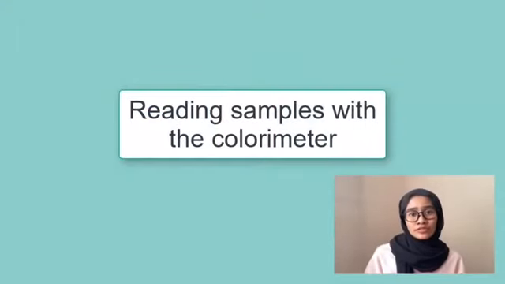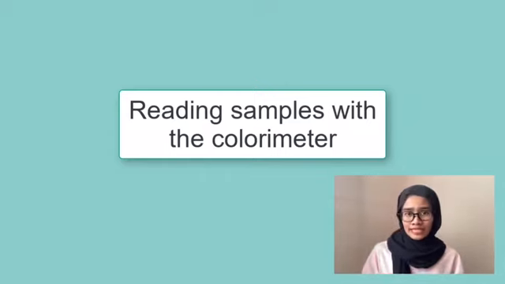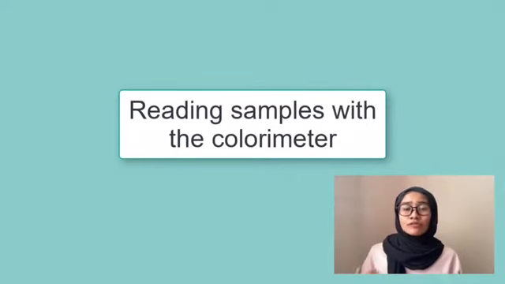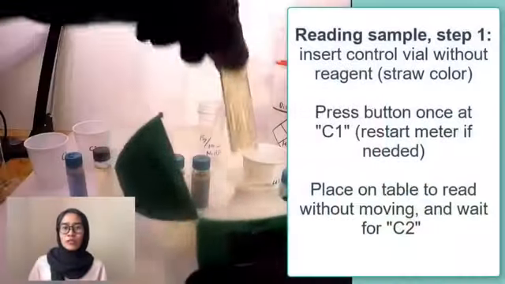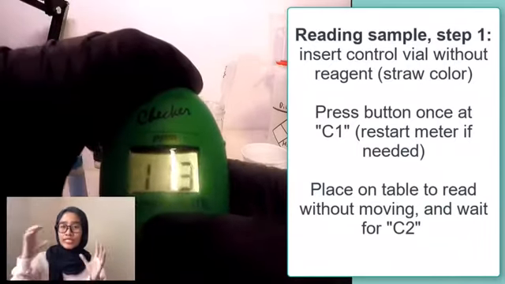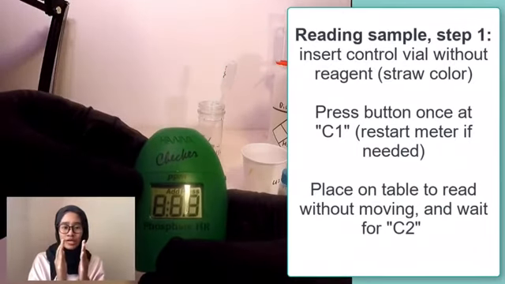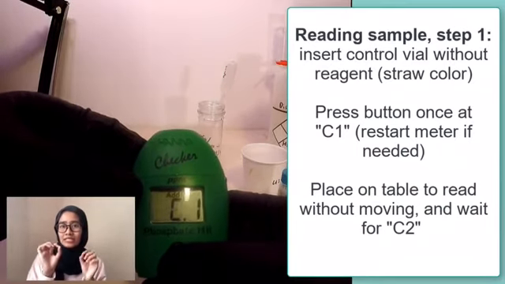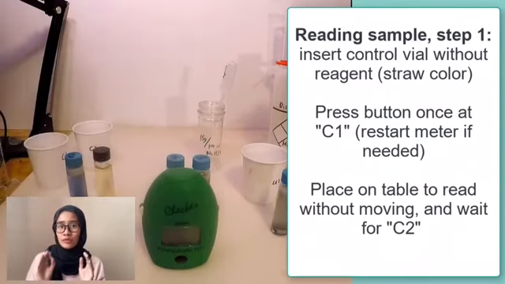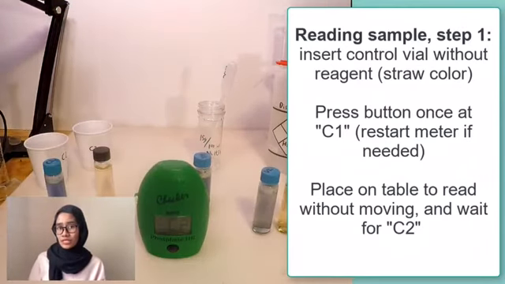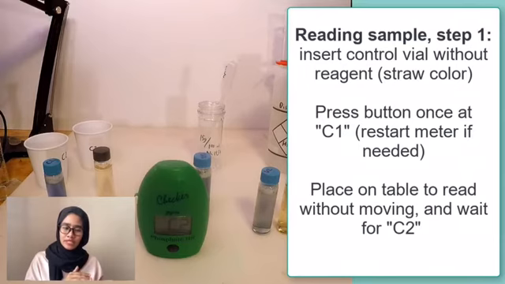Based on the video, they have used the HANNA high range phosphorus colorimeter for the phosphorus analysis. But how to use it? What you need to do is first insert the control vial, and then press the C1 button once and wait for C2 to appear. Then put it on a table and read it without moving it.